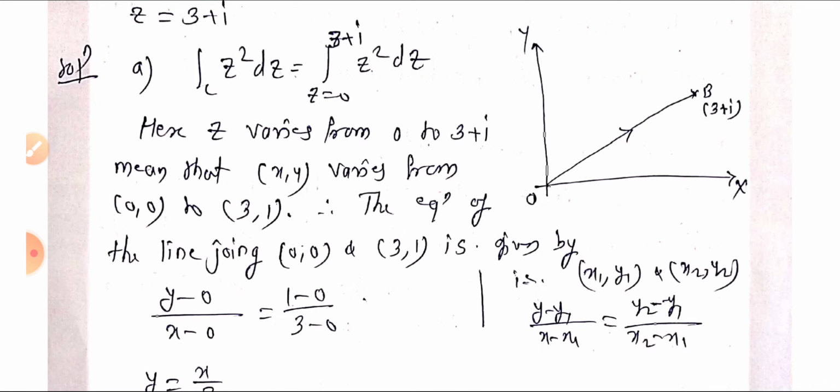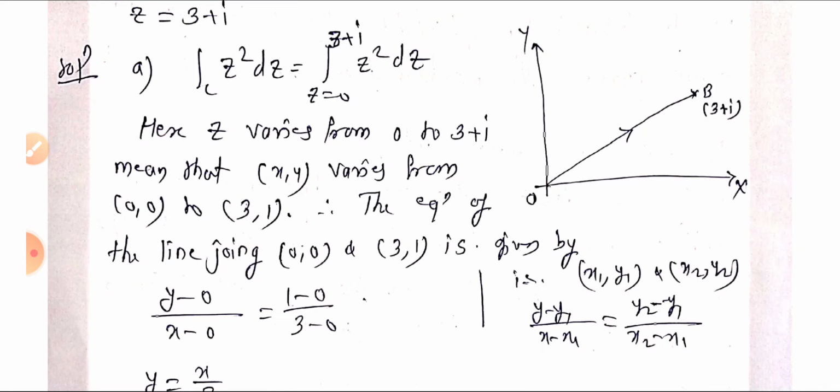Therefore the equation of the line joining (0,0) and (3,1) is given by (y minus 0) by (x minus 0) equal to (1 minus 0) by (3 minus 0). This is taken from the equation of the straight line joining two points (x1, y1) and (x2, y2), whose formula is (y minus y1) by (x minus x1) equal to (y2 minus y1) by (x2 minus x1).